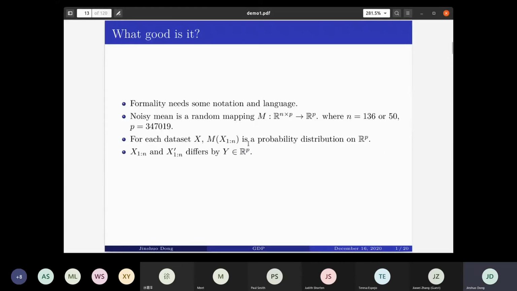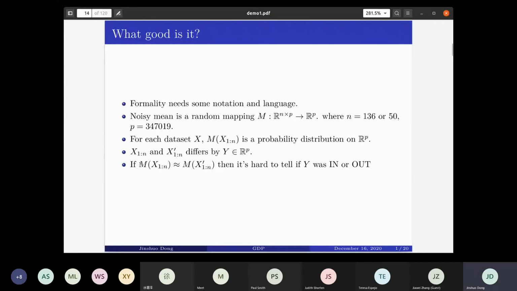The two hypothetical scenarios are: one is Joe Biden is in the data set, and the other is Joe Biden was not in the data set. You can think of x prime as x 1 through n with one removed. So the only difference between these two data sets is a certain row, which corresponds to the vector y. If the two scenarios lead to similar output distributions, then it's hard to tell whether this data vector y was in the study or not.